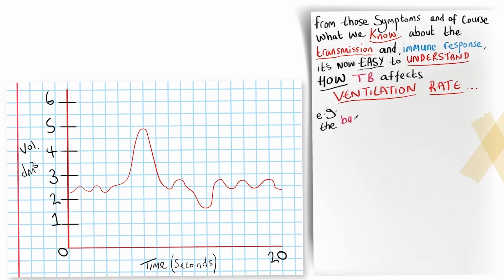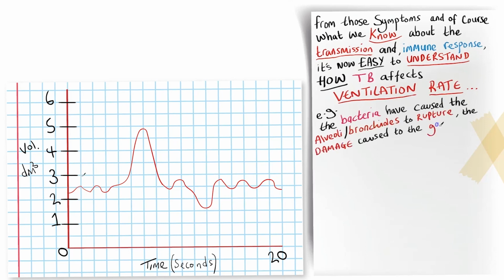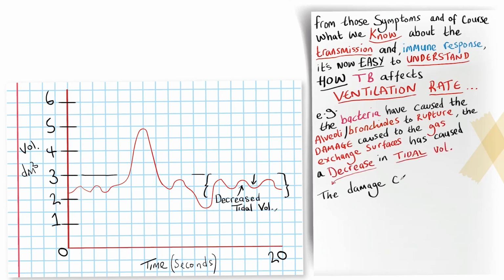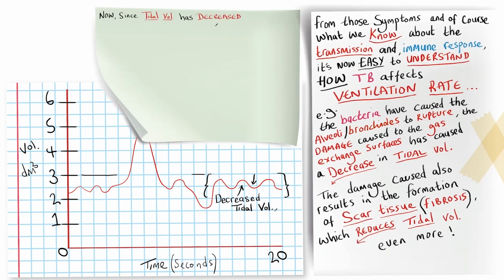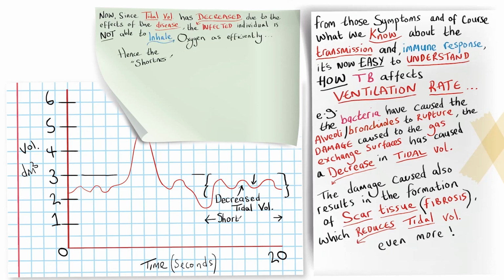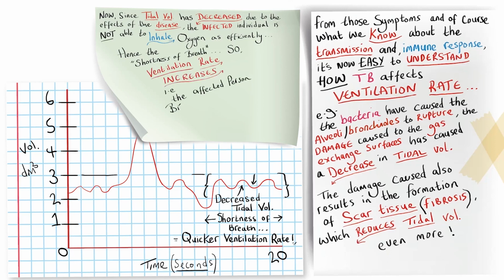For example, the bacteria have caused alveoli and bronchioles to rupture. The damage caused to the gas exchange surfaces has caused a decrease in tidal volume. The damage caused also results in the formation of scar tissues, fibrosis, which reduces tidal volume even more. Now, since tidal volume has decreased due to the effects of the disease, the infected individual is not able to inhale oxygen as efficiently, hence the shortness of breath. So ventilation rate increases, i.e. the affected person breathes quicker in order to try and take in more oxygen.